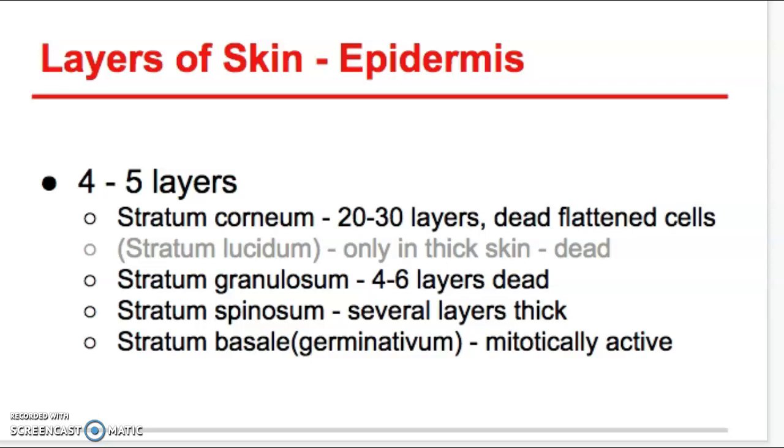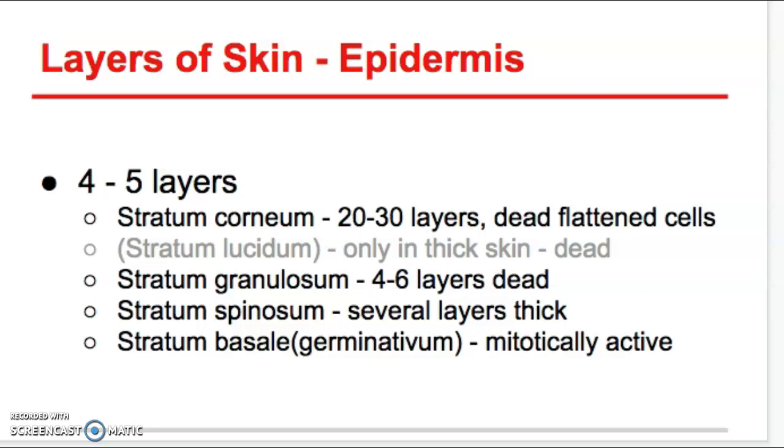Okay, so the outermost layer, the layer that we can see, is the stratum corneum. It's 20 to 30 layers of dead, flattened cells. In the thick skin of our palms and the soles of our feet, the next layer is the stratum lucidum. This layer looks very light under a microscope, and lucidum means light. Again, it's only found in the thick skin, and it's composed of dead cells.